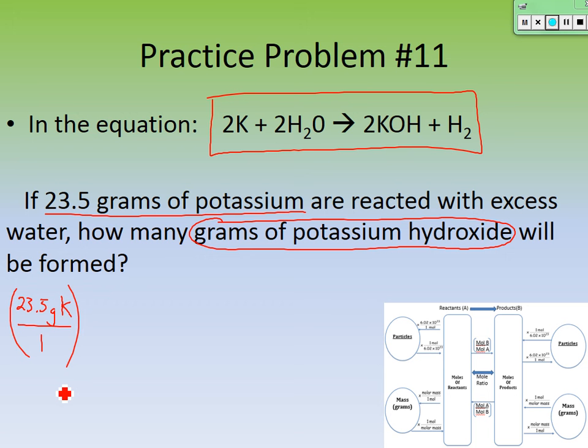Now let's go to the roadmap and figure out where we are, where we need to go, and then map it out. So I'm starting at grams of potassium. Potassium is right here. Is this a reactant or a product? It's a reactant, so we're going to start with grams of it. So I'm at grams of reactant. Where do you see that on the roadmap? Hopefully you're saying right there, that's grams of a reactant. Now let's see where our destination's got to go. Grams of potassium hydroxide is where we want it to go. Potassium hydroxide is right here. That's a product. So grams of a product is right there.